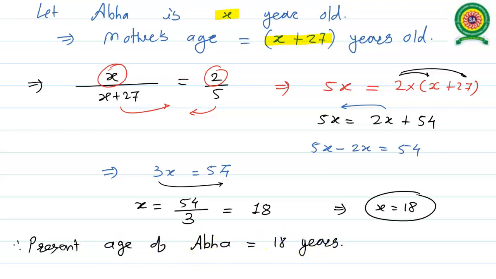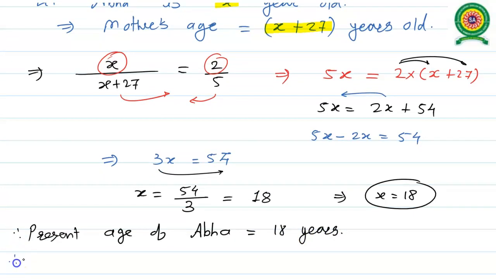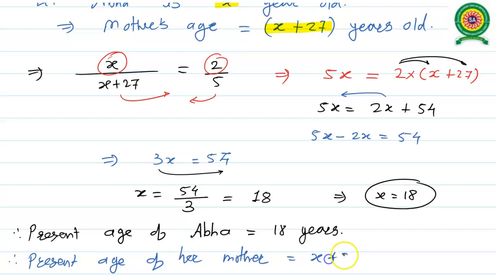What about her mother's age now? The present age of her mother is X plus 27 years old. So 18 plus 27 is equal to 45 years old.